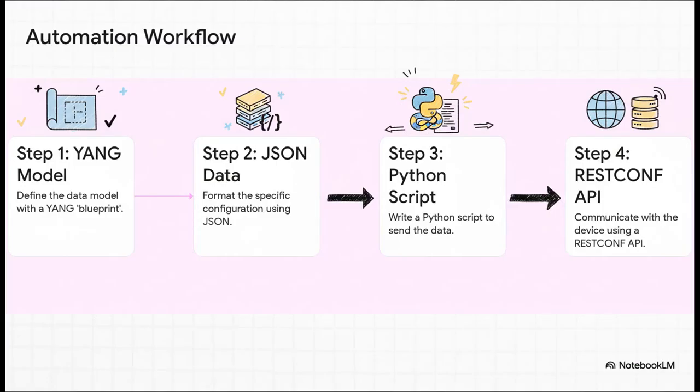So, here it is, the whole process step by step. First, it all starts with the YANG model, which acts as our blueprint. Step 2, we format our actual configuration data using clean, simple JSON. Step 3, our Python script reads that data and gets it ready to send. And finally, Step 4, our script uses a RESTCONF API to talk to the device and apply that configuration.